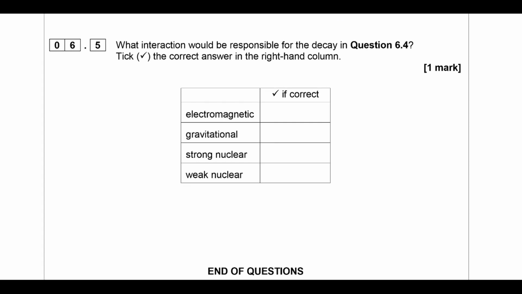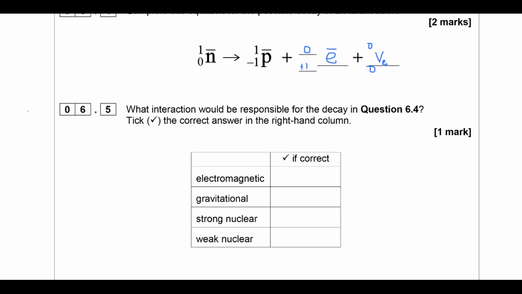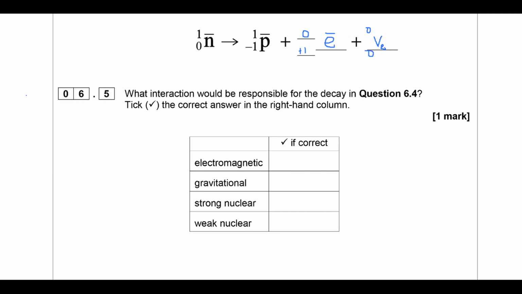So what interaction would be responsible for the decay in 6.4? In this expression here, we've got a kind of beta decay, which is caused by the weak nuclear force. So that's what's going to be responsible.